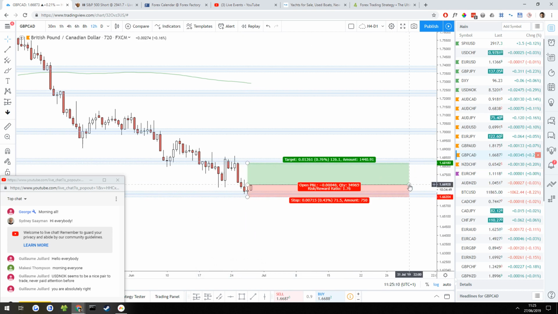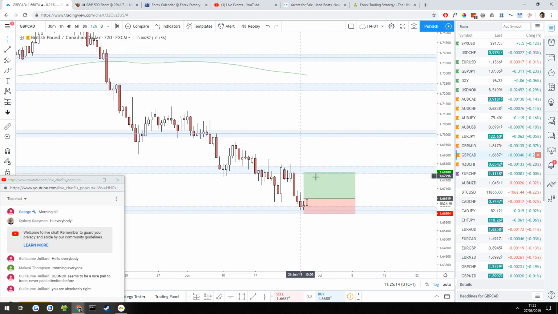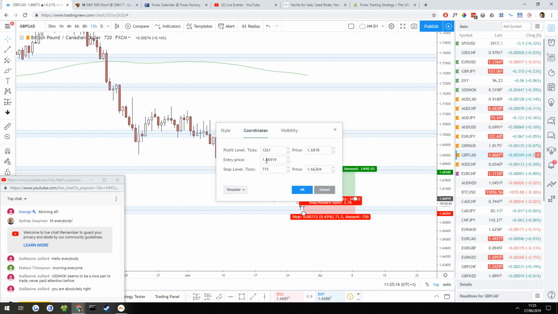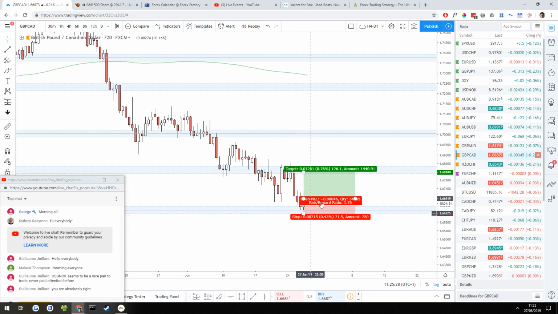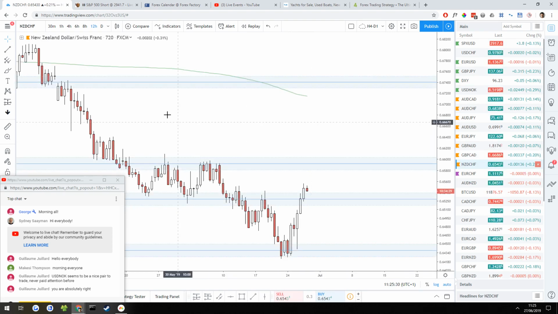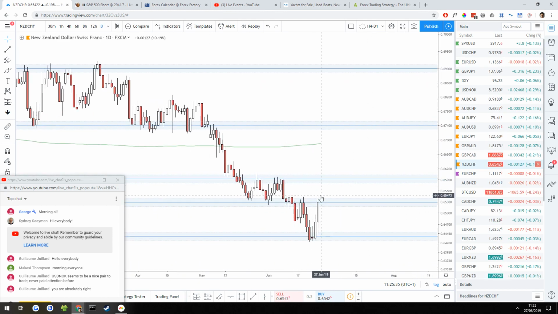This is another potential one I shared yesterday that didn't trigger yesterday, but looks like it's triggering now. GBPCAD. So again, rough numbers. Entry 1.6691. Target 1.6818. Stop 1.6620. Obviously, these numbers can be adjusted. This one's about to trigger. New Zealand CHF potential that I shared yesterday. This one's not really formed yet. I want to wait for this indecision candle to close for a potential short here.